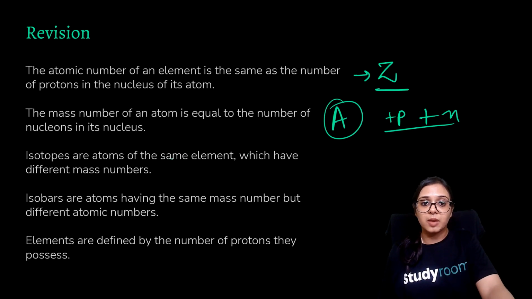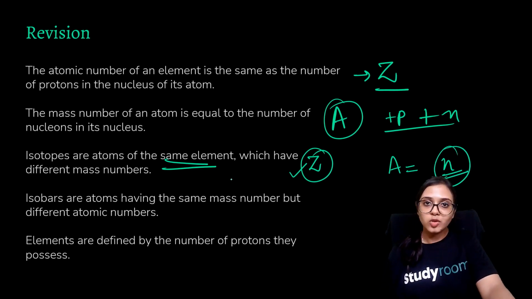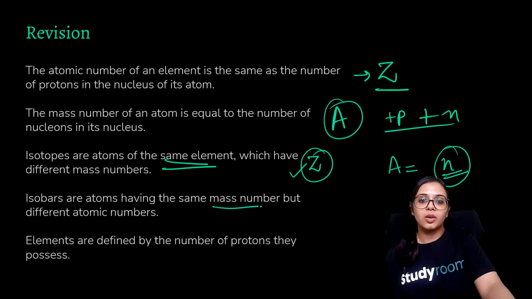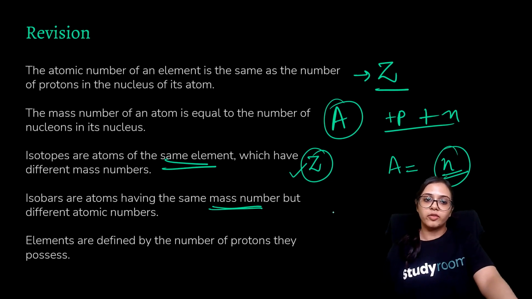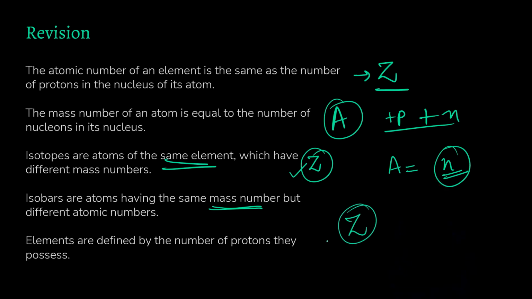Isotopes are atoms of the same element. Remember it, same element, which have different mass numbers. Since they are the same element, their atomic number would be the same, but their mass number would be different because of the different number of neutrons present. Isobars are atoms of different elements. They coincidentally have the same mass number but different atomic numbers, because they are different elements, and elements are defined by the number of protons they possess. Why? Because atomic number, represented by Z, is the number of protons that element has.